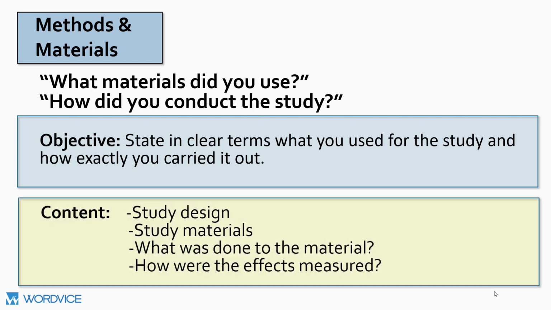For content, you should include study design, study materials, answer the question, what was done to the material, and how are the effects measured? The methods and materials is the leanest part of the research paper, as it only focuses on the very specific details of how your study was carried out.